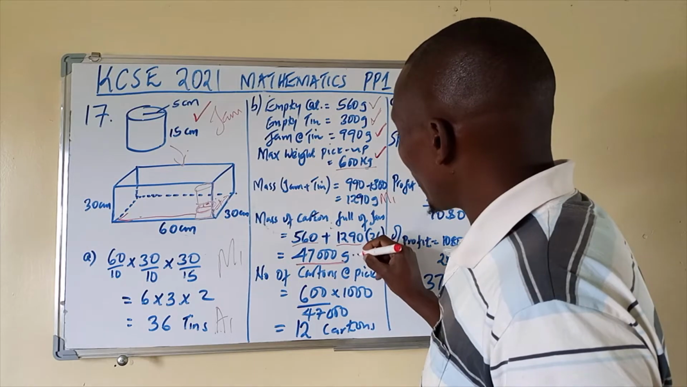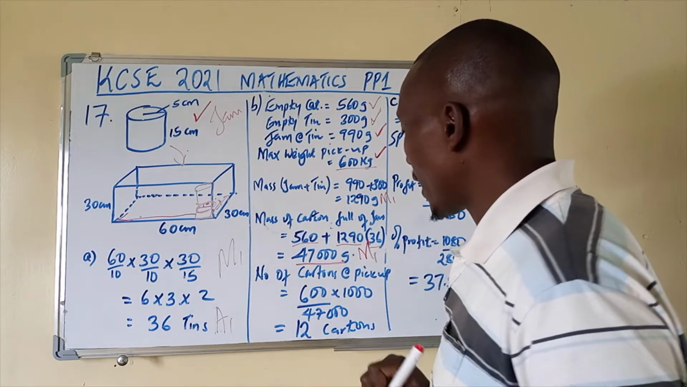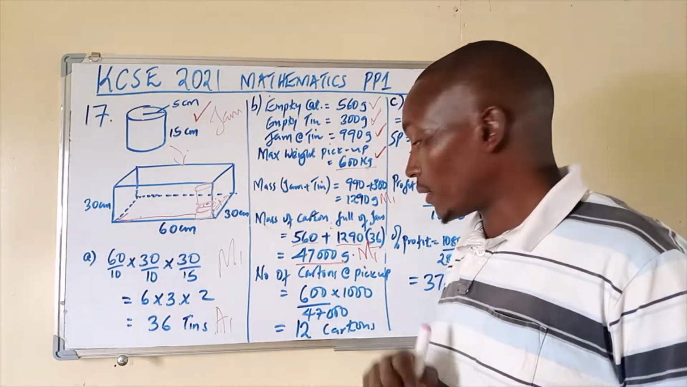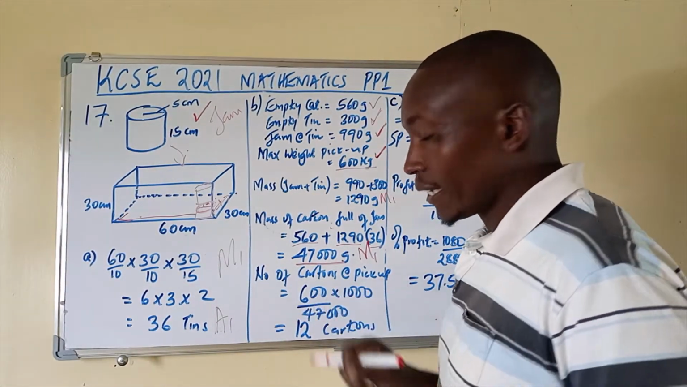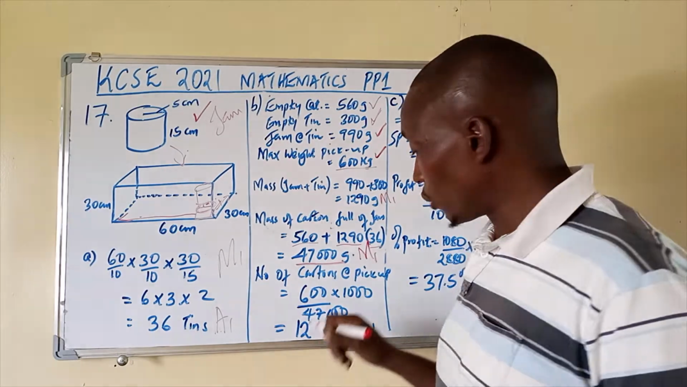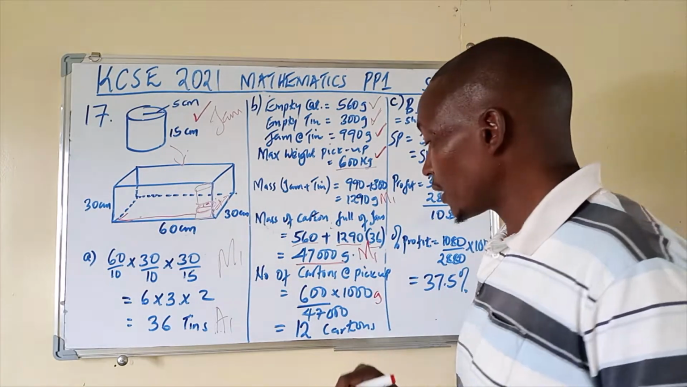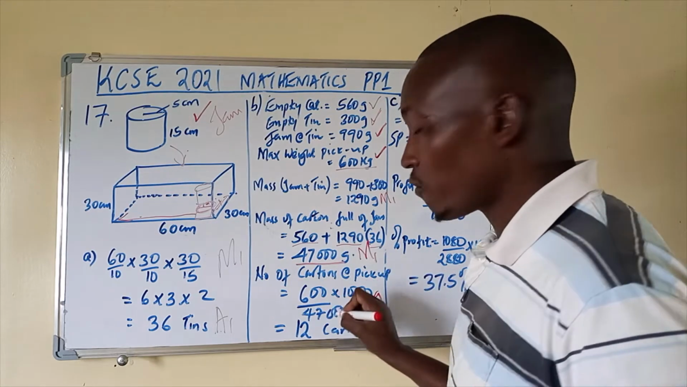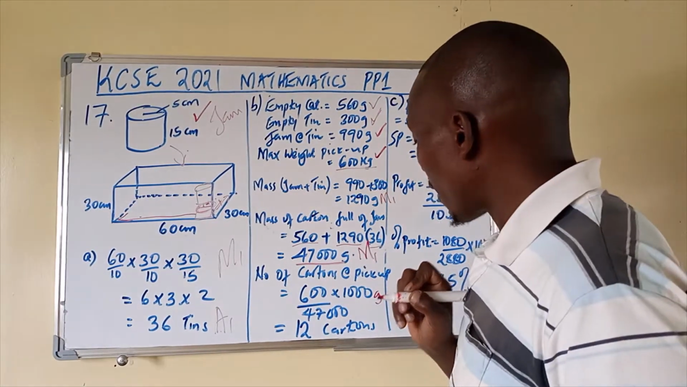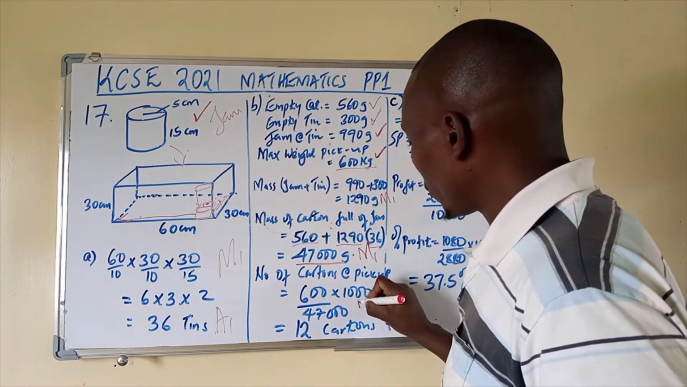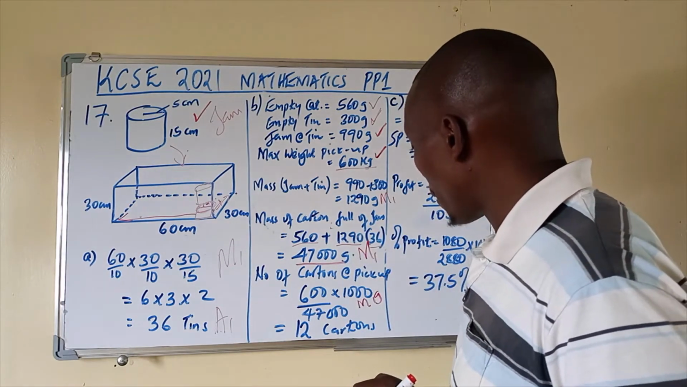And that's where the student scores another method mark. The number of cartons that this pickup can carry: remember, the pickup can carry 600 kgs. So you can multiply by 1000 to make it grams, then divide by 47,000, the mass of one carton. So that's where the student scores another M1.